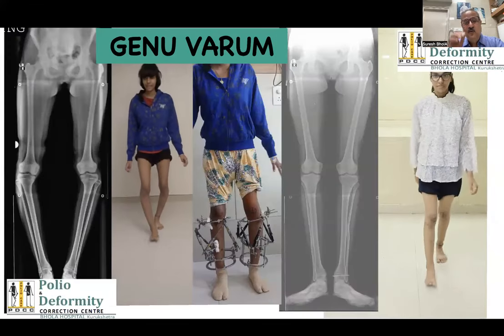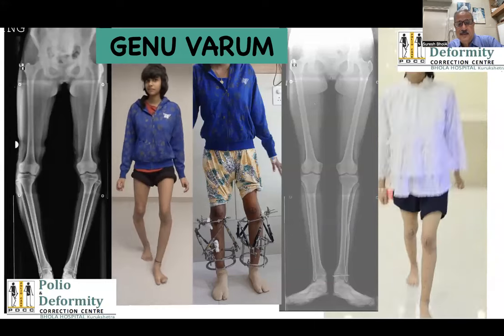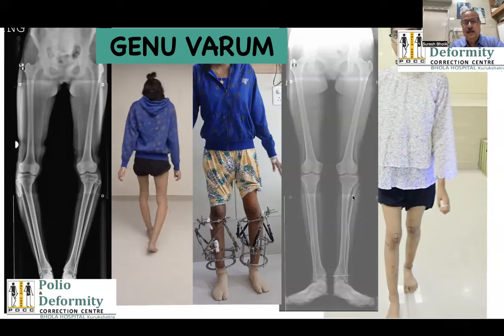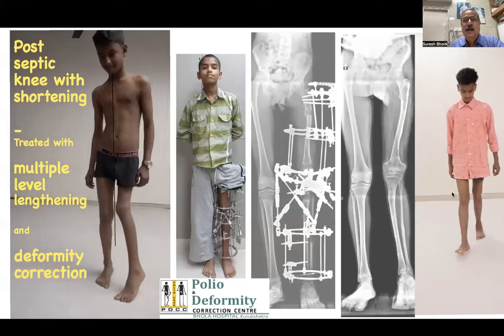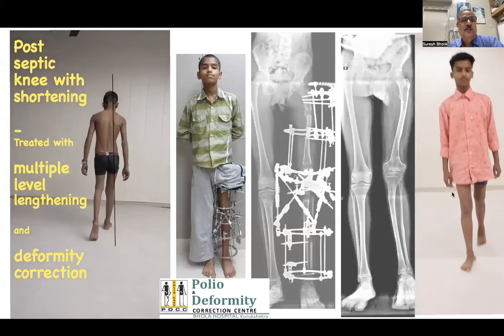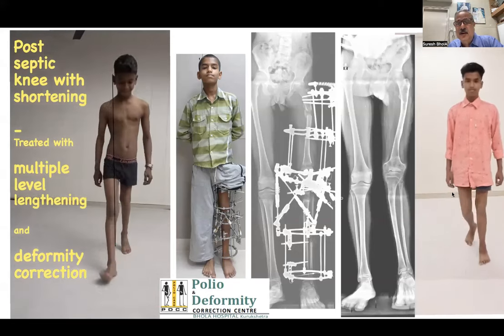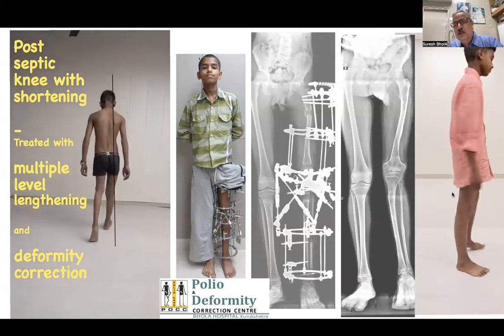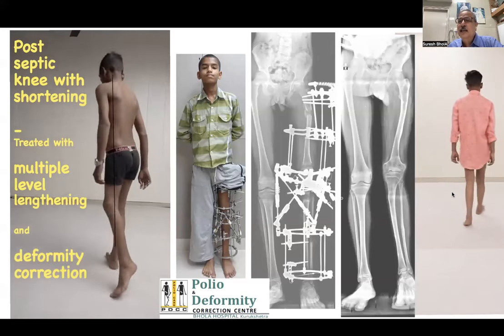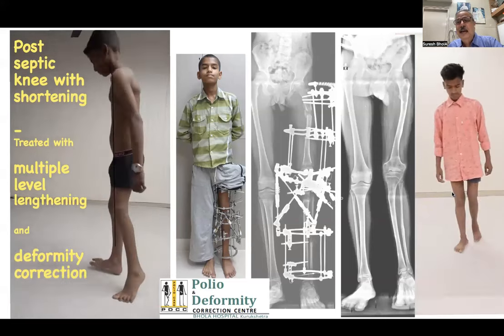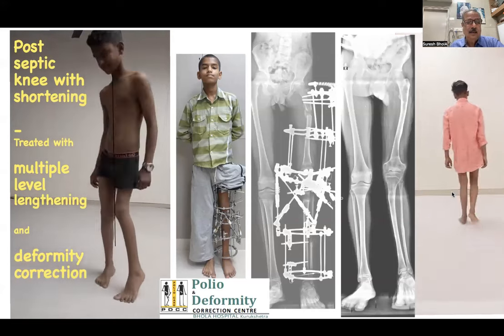And this is genu varum, hexapod, both sides. And these are postoperative. Again, a post-septic knee with shortening. The knee was completely destroyed. Full extension was not possible. So we corrected the alignment in the frontal as well as the sagittal plane. Along with that, we did lengthening at three places, and these are the results.